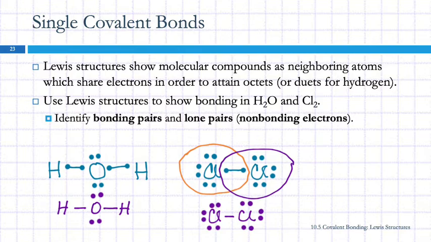So then this also asks us to identify bonding pairs and lone pairs. Lone pairs are non-bonding electrons. Well, let's find the bonding pairs first. Where are the bonding electrons in water? They're in the bonds, right? So there's 2 electrons in there, and there's 2 electrons in here. Those are bonding electrons. They're being shared. In the chlorine, the bonding electrons are in the bond.